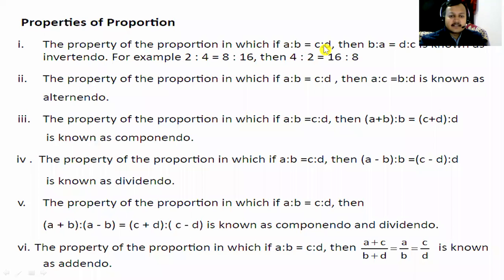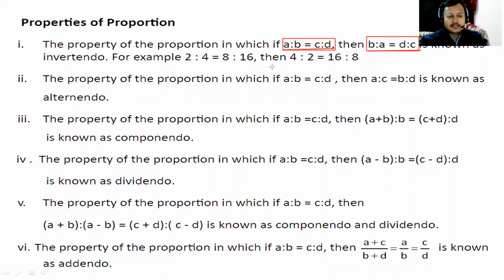B and A, C and D, their positions are exchanged. We can write this if it is given to us. If the value is given, we can write this too. Nothing more than that. If in question A is to B is equal to C is to D is given, we can write B is to A is equal to D is to C. It is given here in the example also.